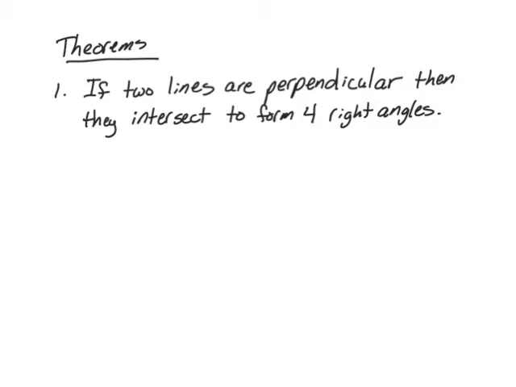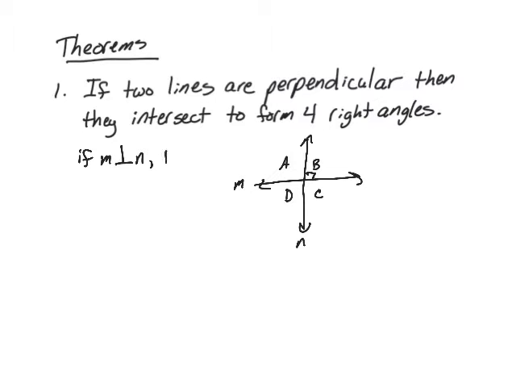The first one states if 2 lines are perpendicular, then they intersect to form 4 right angles. So that looks like this. I have intersecting lines, line M and N, and I have angles A, B, C, and D. And I can say if M is perpendicular to N, then angle A, angle B, angle C, and angle D are right angles.